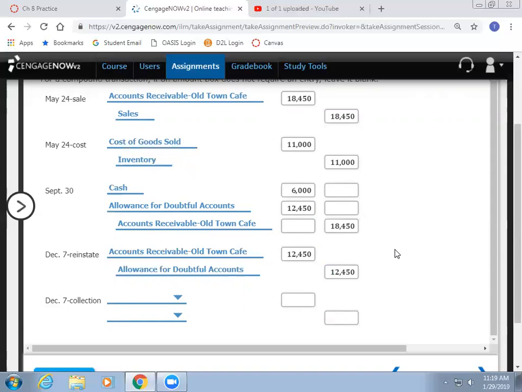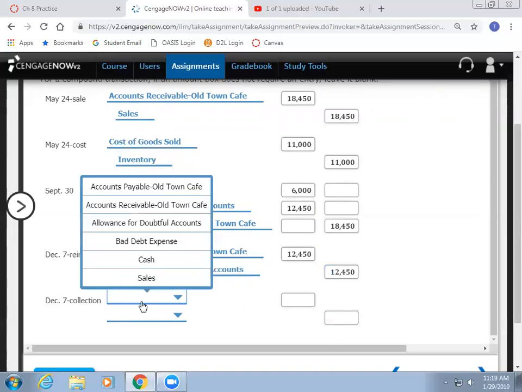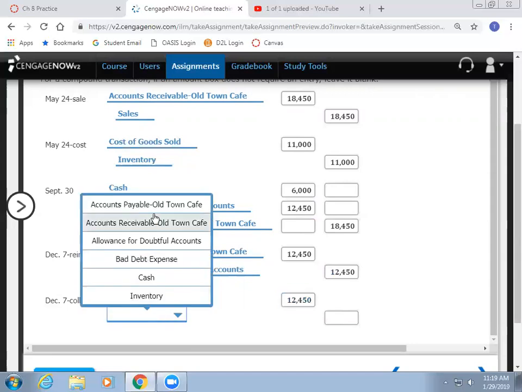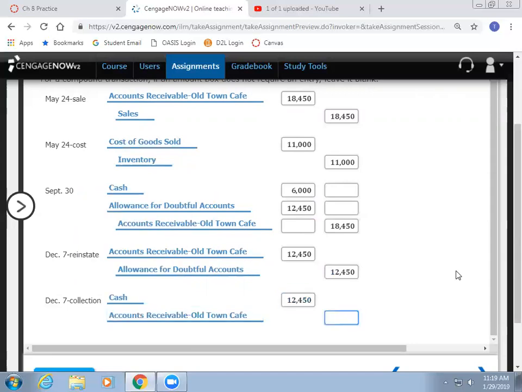And then when we receive the payment, it's the same as we did under the direct write-off. Cash is received of $12,450, and their accounts receivable gets credited the $12,450.